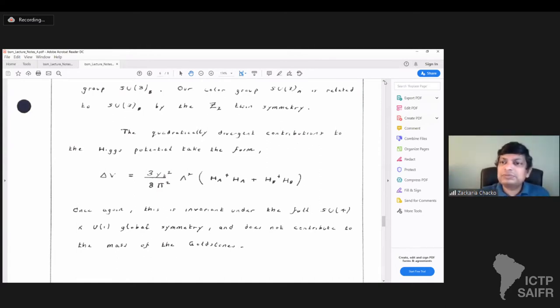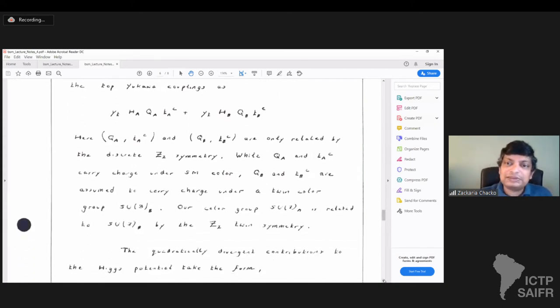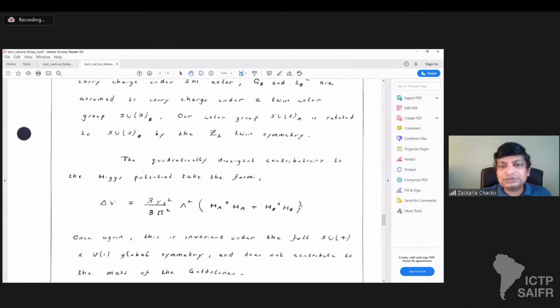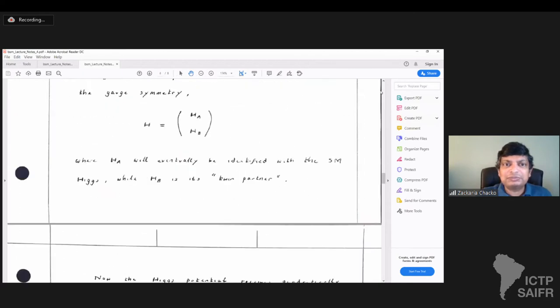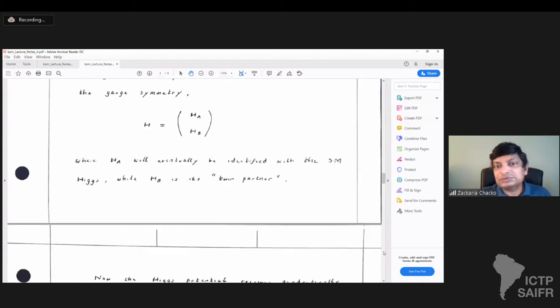Even though the top Yukawa interactions don't respect the SU4 cross U1 symmetry, right? This is invariant only under an SU2 subgroup, and this is invariant under a different SU2 subgroup. So this interaction breaks the SU4 cross U1 global symmetry. But in spite of that, when you actually calculate the quadratic divergences, you find a contribution that respects the full global symmetry. So just like in the gauge case, this can be completely absorbed into an SU4 cross U1 invariant mass. And since this potential respects SU4 cross U1 global symmetry, there's no quadratically divergent mass for the Goldstones.